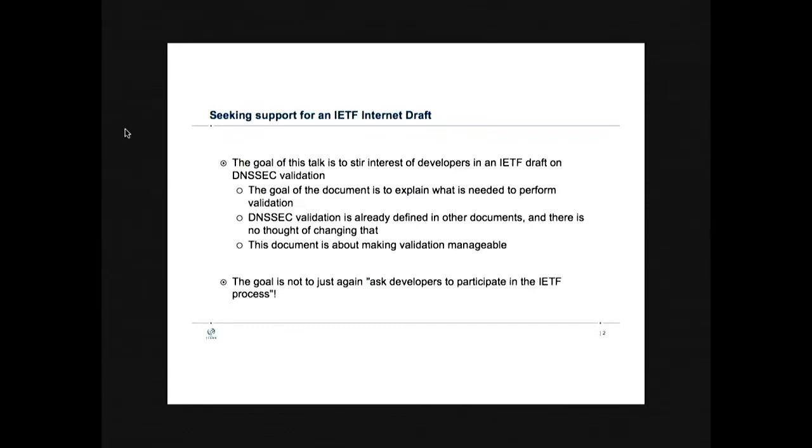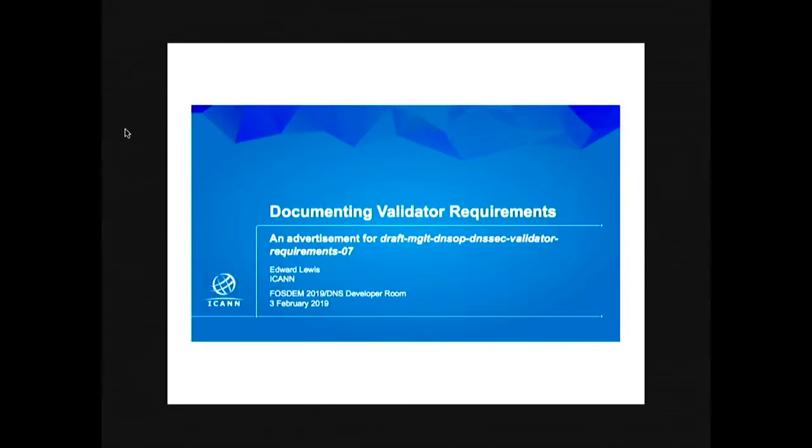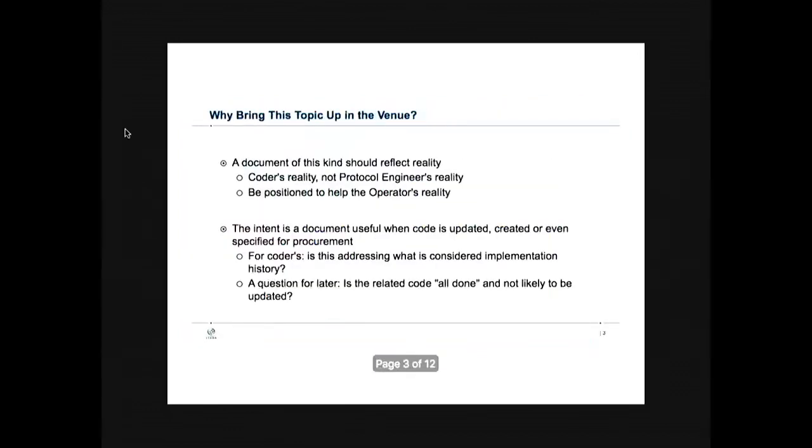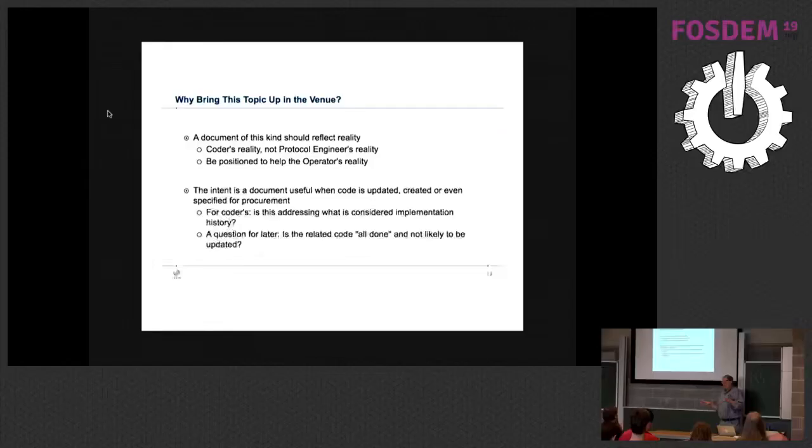The title of it is IETF style draft, MGLT DNSOP DNSSEC validator requirements, and 07 is the latest version of it. The reason for bringing this up is that there are a bunch of topics in here that we need to get a broader set of input on. I think we have some disagreement internally about what should be said.